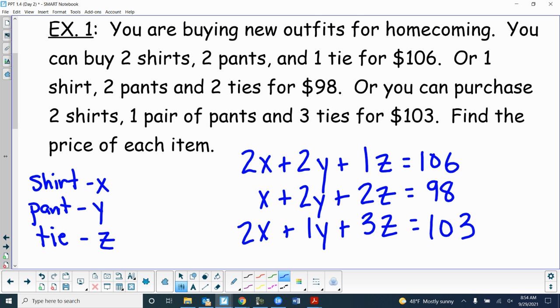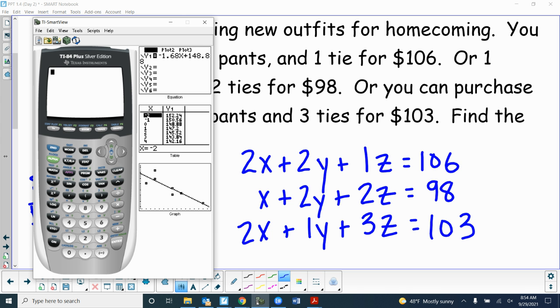So my A matrix, how do we get to matrix again? Second inverse button, right? Then what? Edit, right? I use the left arrow key once. You can hit the right arrow key twice if you want. You just hit enter twice since you know it's 3 by 3 already. And then we just put those numbers in. 2, 2, 1, 1, 2, 2, 2, 1, 3. How do I get out of there? Right, second mode. It says quit above mode.